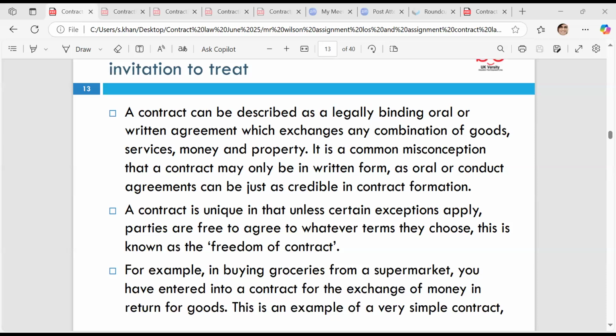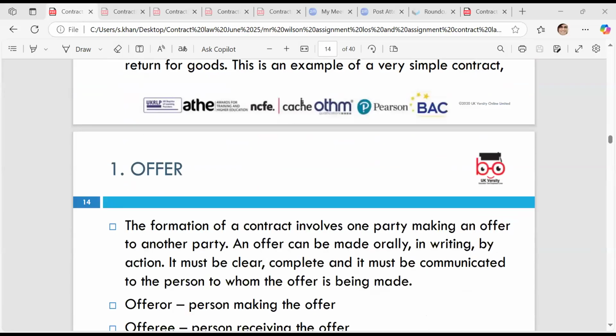Another example they've given here for an offer is a seller presenting a price for a product with the intention of selling it, or a job offer with specific terms. An invitation to treat is displaying goods in a shop window, an advertisement for goods for sale, or an auction. It's not actually saying that we're selling it for a certain price. So there's a big difference between an offer and an invitation to treat.